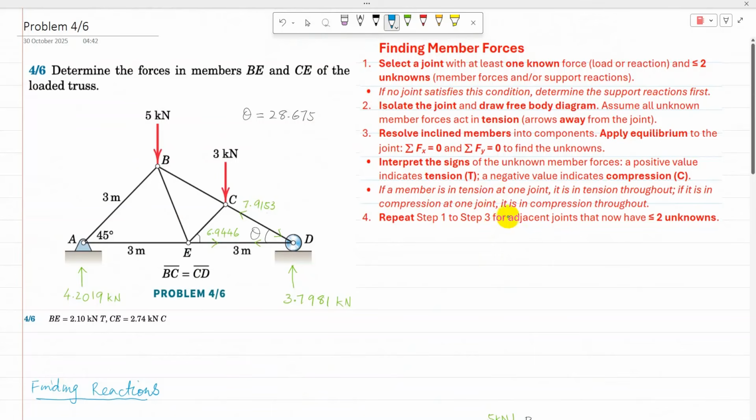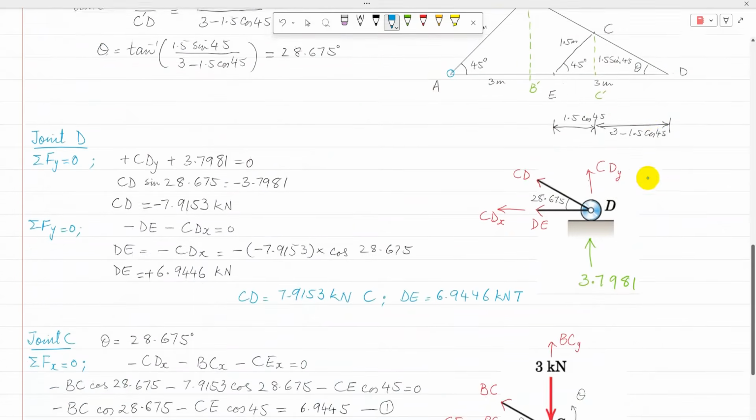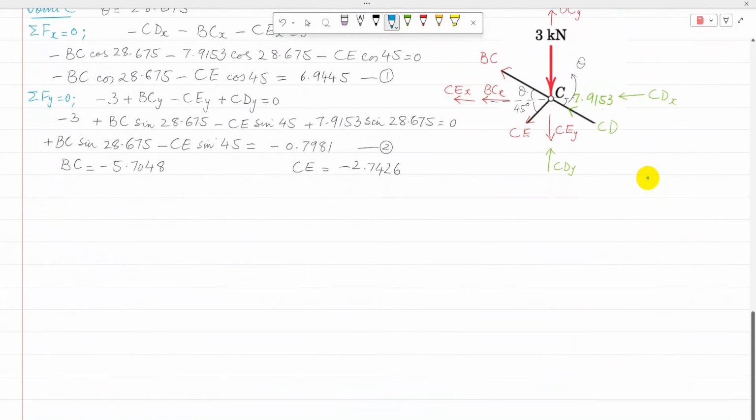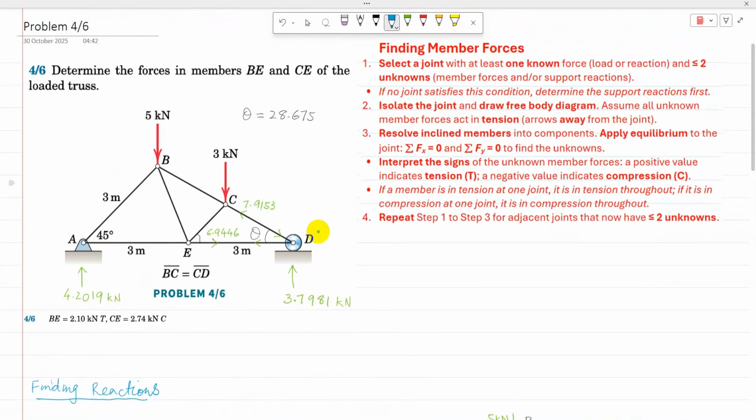Interpretation of the answers: because both answers are negative values, they indicate compression, so both of these answers are in compression. So BC is 5.7048 kilonewton as compression, and then CE as 2.7426 kilonewton as compression. So these are two values. Now we can write there BC and CE. So both are in compression. So BC is in compression, and then CE is also in compression.